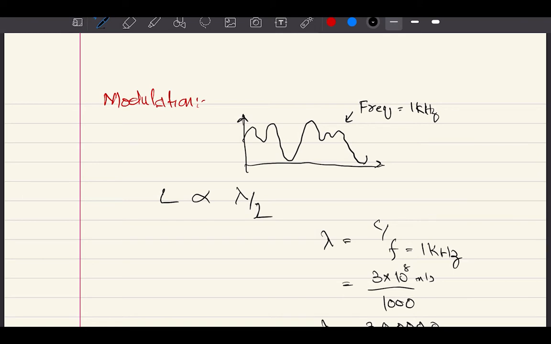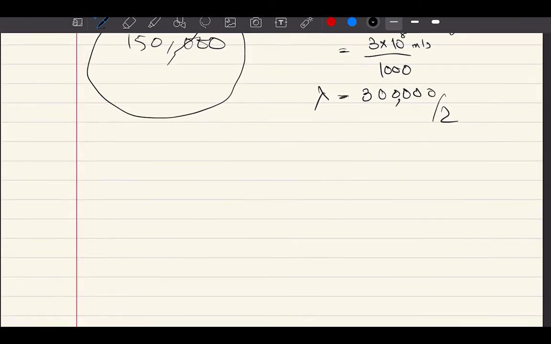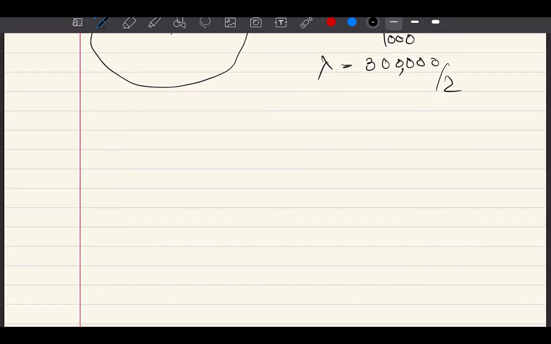So even if you take half of this, you need this much dimension, this much of antenna. Is it practical? Which means like 150 kilometer of antenna. No, it's not, right? So you have to do some modulation, and to do the modulation you have to use the high frequency component. So for example, we are using FC, and let's say we are using 1 megahertz.